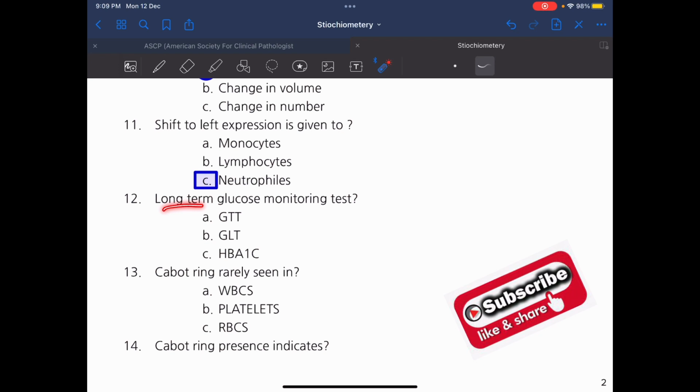Next question. Long-term glucose monitoring test is GGT, GLT, or hemoglobin A1C. The correct answer is C. Hemoglobin A1C is used for monitoring glucose over the last 3 months.